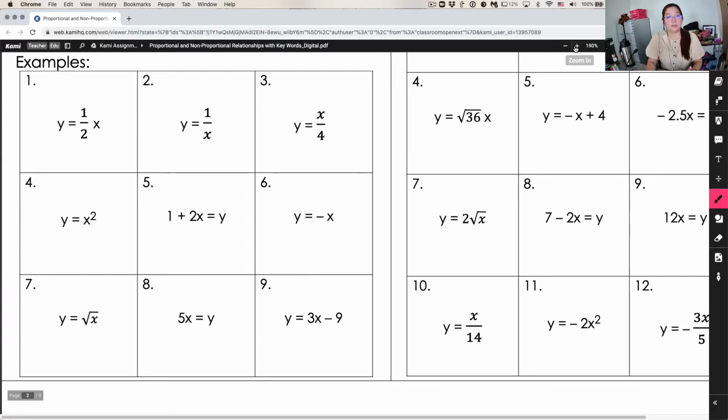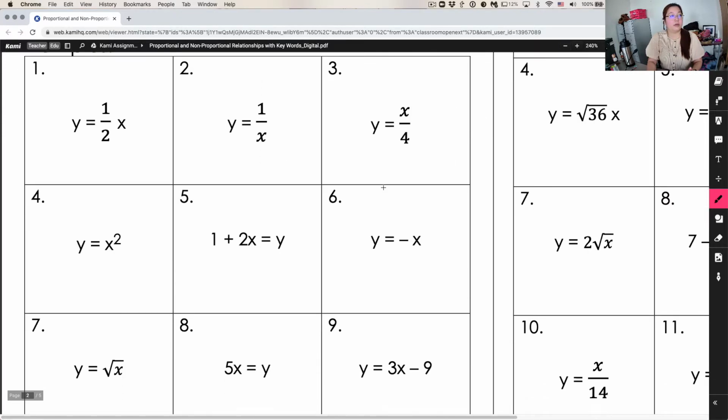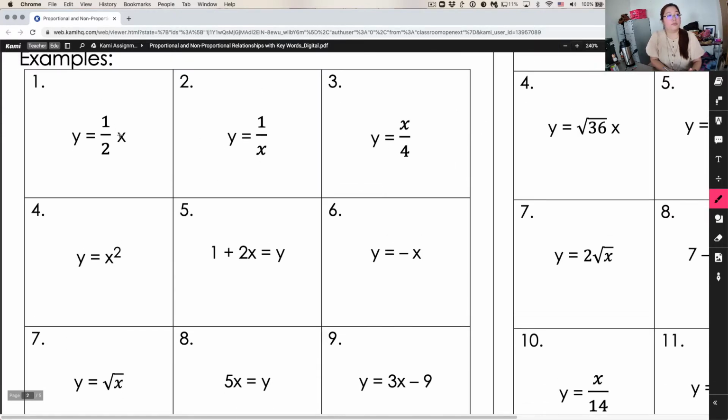Zoom in a little. Okay, so we're on the left here. So we have y equals 1/2 x. This is pretty standard. This here is our m. So we could rewrite this as y equals mx. Our m is 1/2. So this is proportional. You see how there's nothing else written over here, no plus 5 or minus 2 or anything like that. So even though m is a fraction, this is proportional. It's okay if m is a fraction.